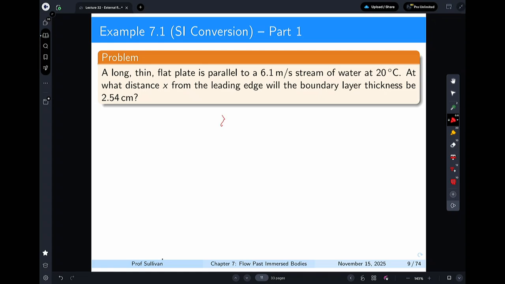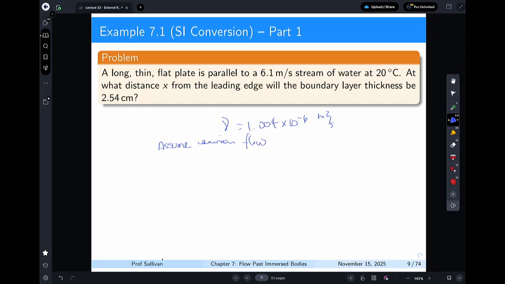So if we have water, we have nu, which is 1.004 times 10 to the minus 6 meters squared per second. We assume laminar flow. And maybe I should read the question. A long, thin, flat plate is parallel to a 6.1 meter per second stream of water at 20 degrees C. At what distance, x, from the leading edge will the boundary layer thickness be 2.54 centimeters? We start out by assuming laminar flow and look at what we get.